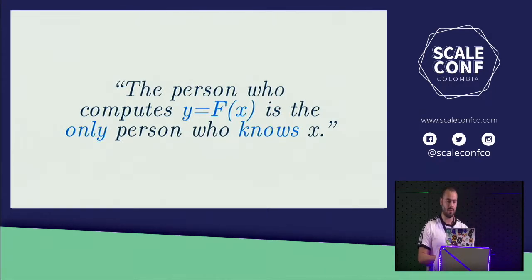And the second one is privacy. If a given person takes an input and a function and computes the output, only that person knows the input, right? So if you publish the output, only the person that calculated the output knows the input. So you can choose to reveal the input or keep it.